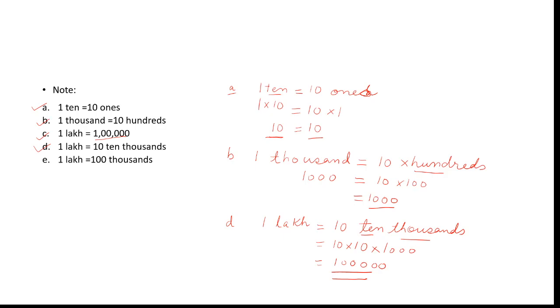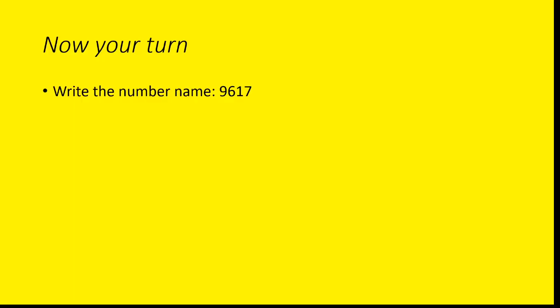Moving to the next page. Now you have to write the number name, children. Do it yourself. I think you all are correct and you have got the same answer. Moving to the next question. Here, children, you have to write 1 lakh equals how many thousands. Let's check whether you are correct or not. So 1 lakh equals 100 thousands. Moving to the next question.